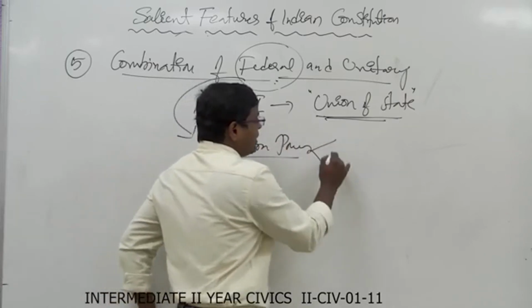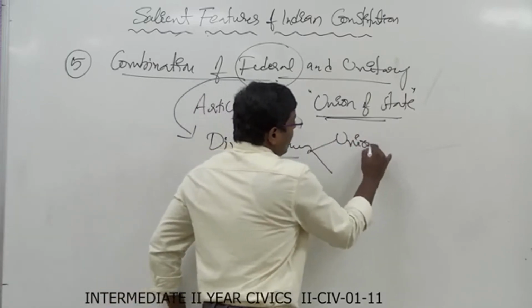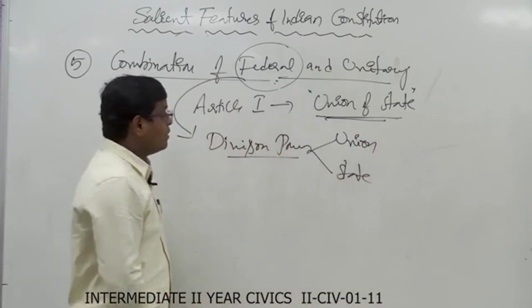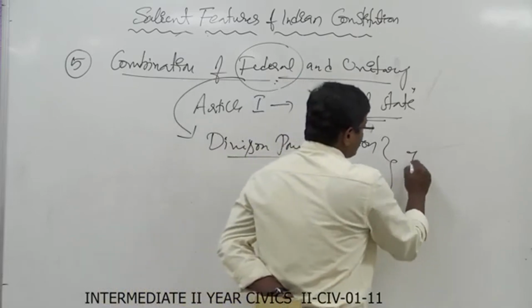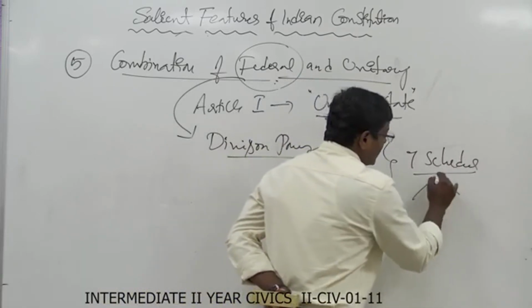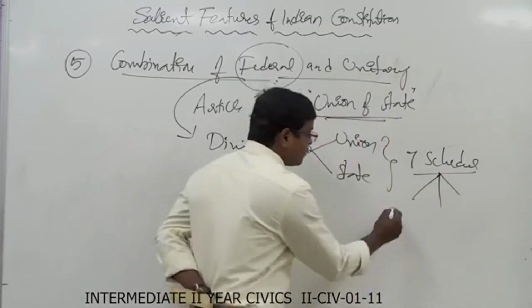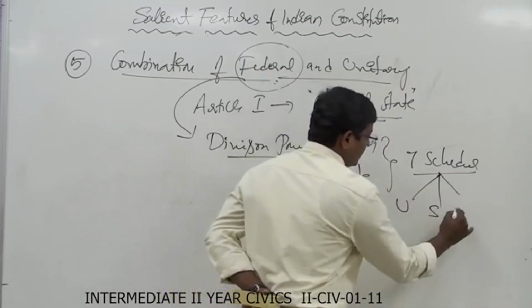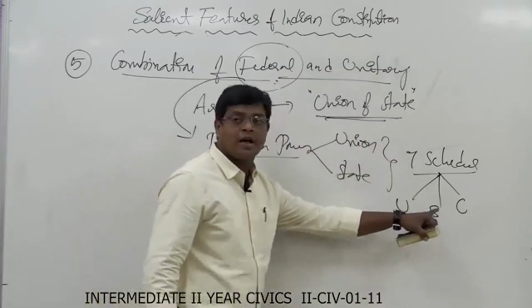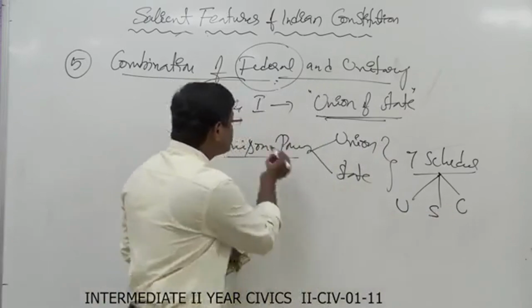Powers are divided between the union government and the state government. You know very well, the 7th Schedule divided the entire powers into 3 lists: union list, state list, concurrent list. Here the powers are divided.